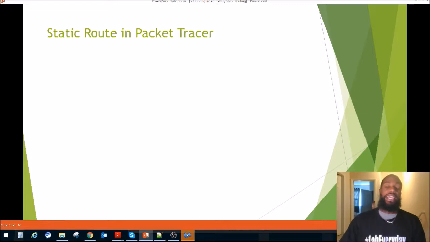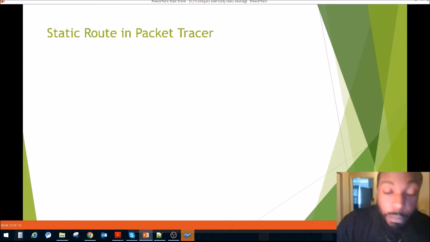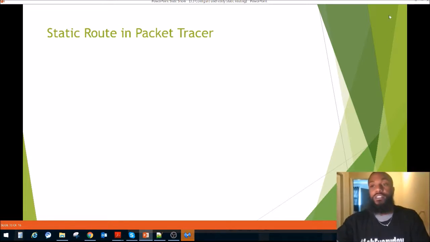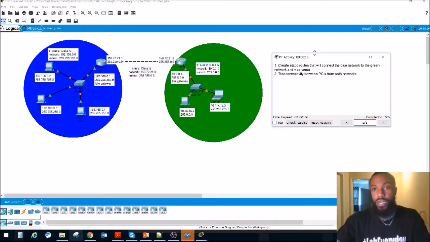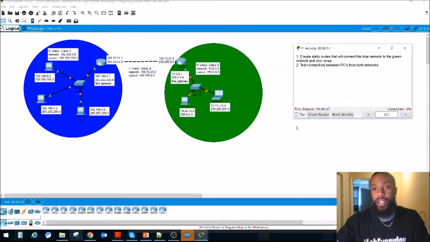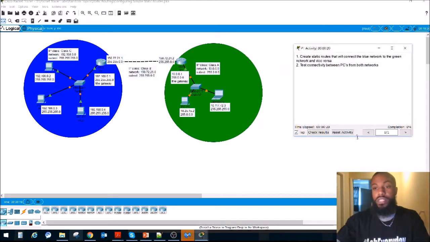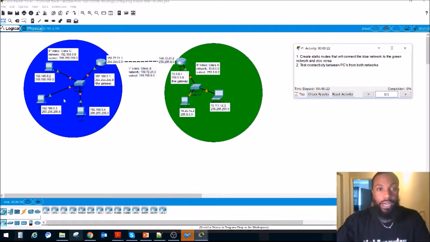Let's go ahead and run a simple example of a static route. Okay, real simple topology I created. Before we go into it, let's just explain what we're working with here. Over here on the left-hand side, we got the blue network. On the right-hand side, we got the green network.